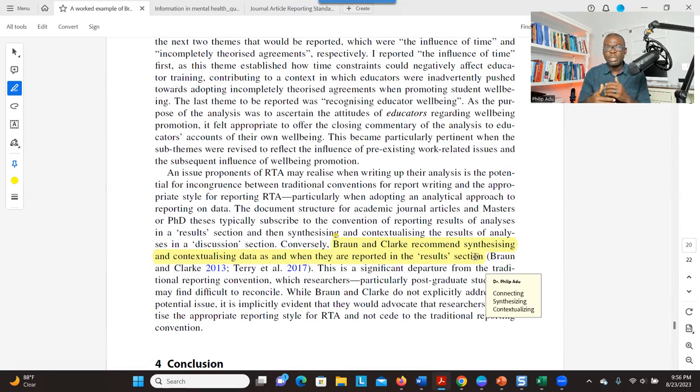They emphasize on presenting your findings in a logical way, in a way that shows the connection between them. It's very important to present your findings in such a way that you are demonstrating the connection between the themes. And the next one that you have to think about is you are presenting your findings in a synthesized way.